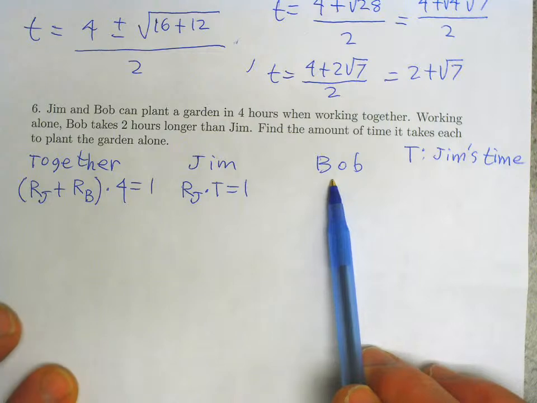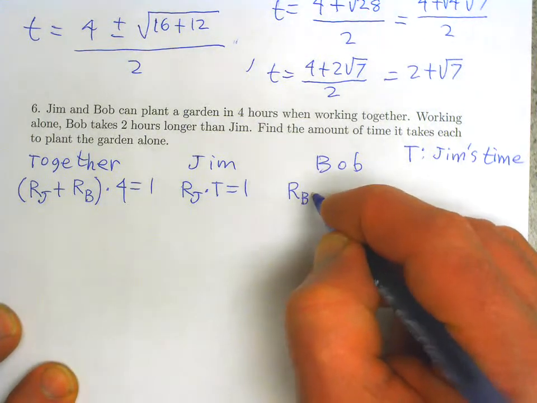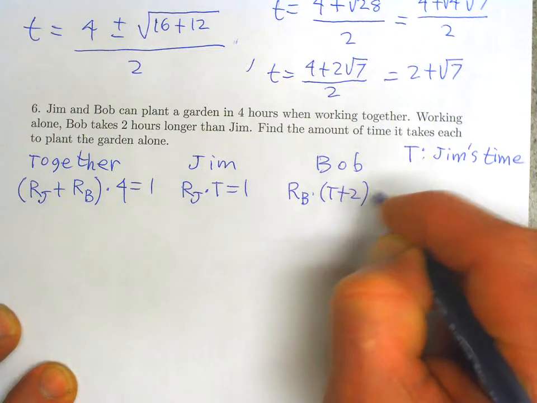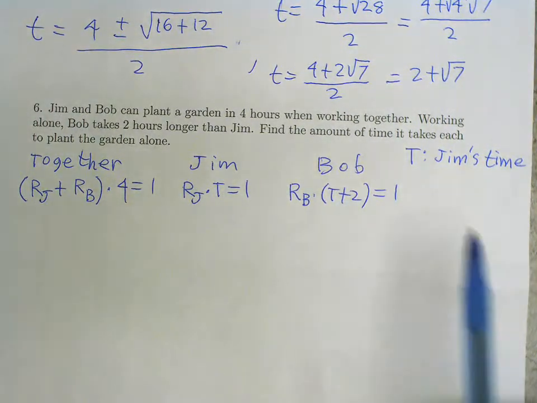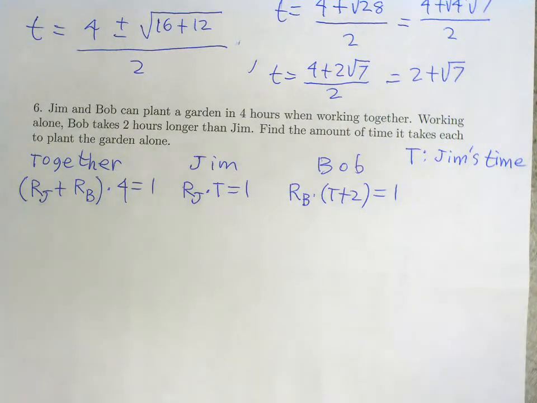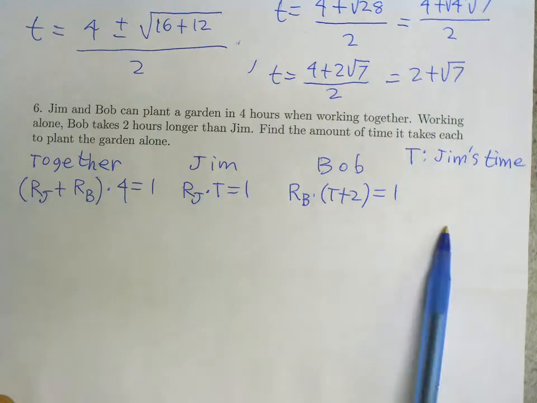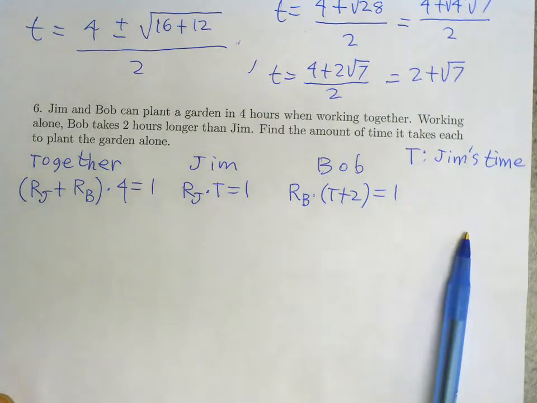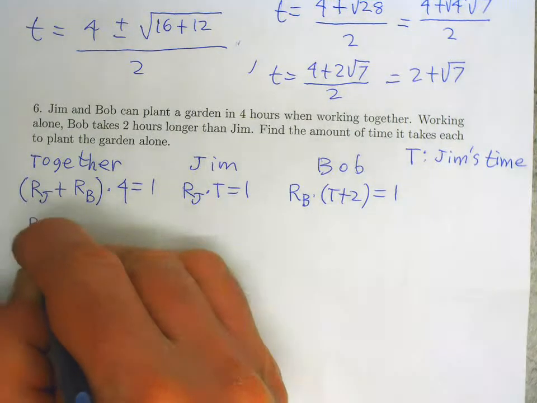Bob takes 2 hours longer than Jim. So for Bob, his rate multiplied by T plus 2 equals 1. What we want is an equation whose only variable is T. So we've done what we're going to do next. We've done a number of times throughout the semester for work problems. We're going to solve each equation for the rate.